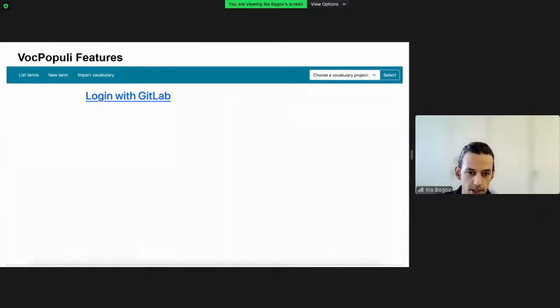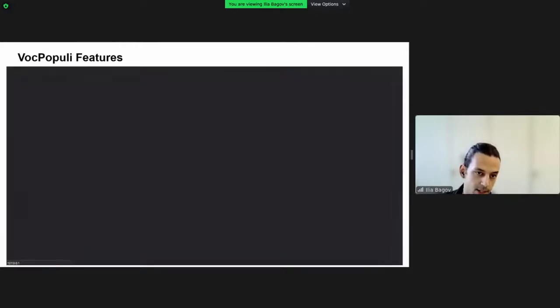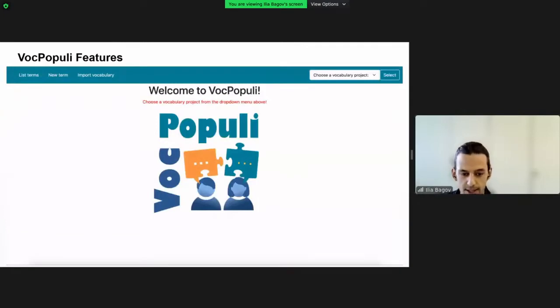This here would be the first screen which a person would see. Now, you can see here that it says login with GitLab, and the reason for this is that Voc Populi is basically, and speaking in a very basic fashion, a front end for GitLab. So all of the vocabulary development which happens with the help of Voc Populi is also mirrored in the background in GitLab and in the form of different GitLab repositories. Basically, we have one repository set up for each of the vocabularies which people can develop with Voc Populi.